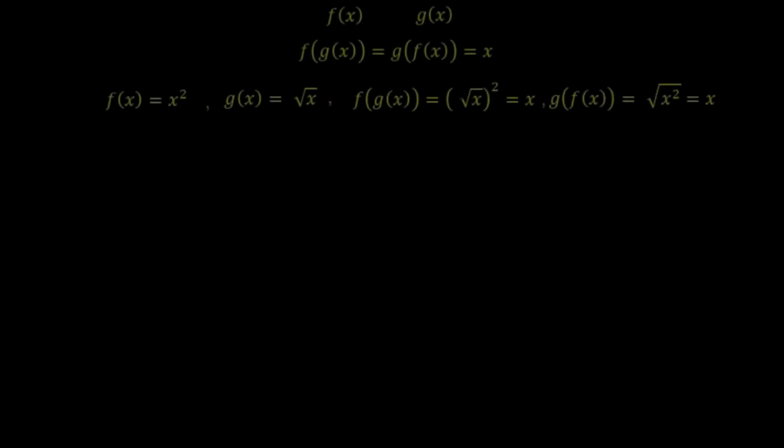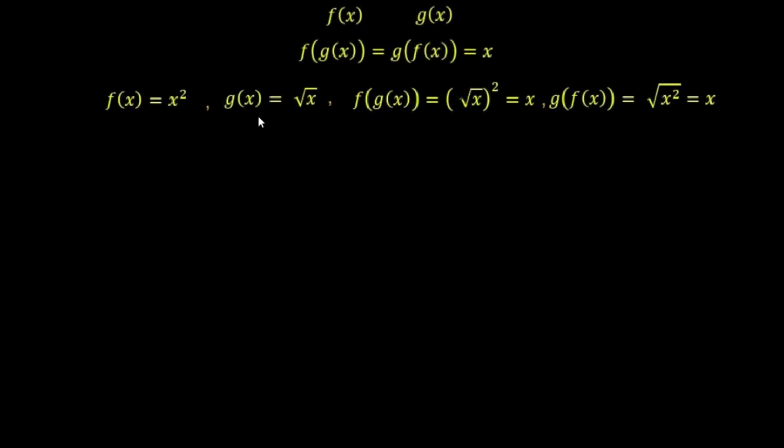So let's start off by looking at inverse functions. So if you have the function f of x and g of x, and let's say they are inverse functions, then you can compose these functions and get back to the value of x. So you can say f of g of x is equal to g of f of x just equal to x. Now it's best seen by example.